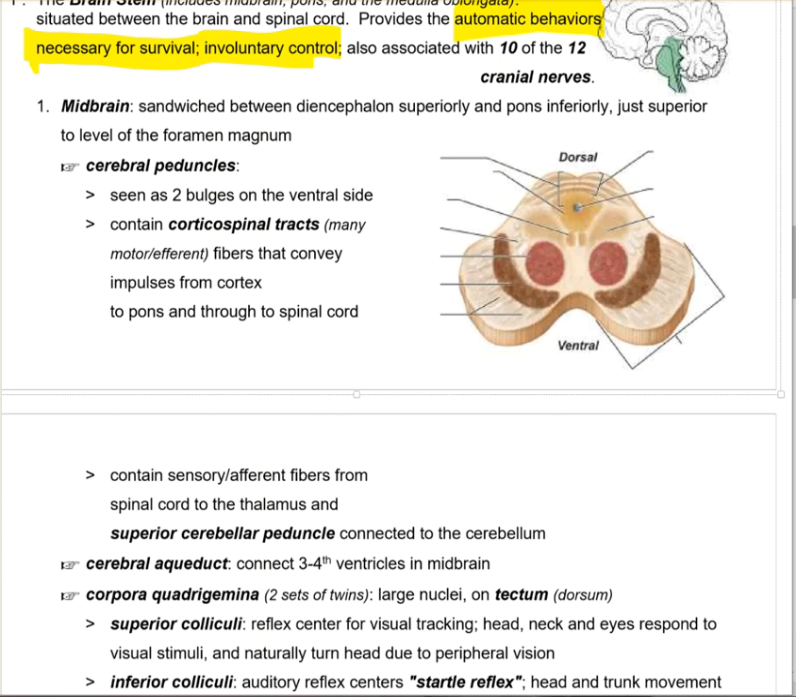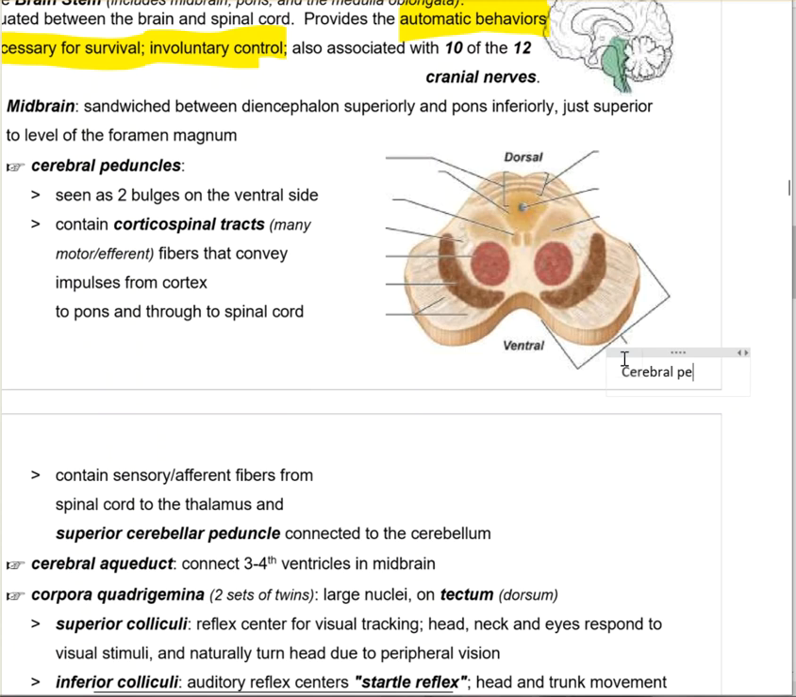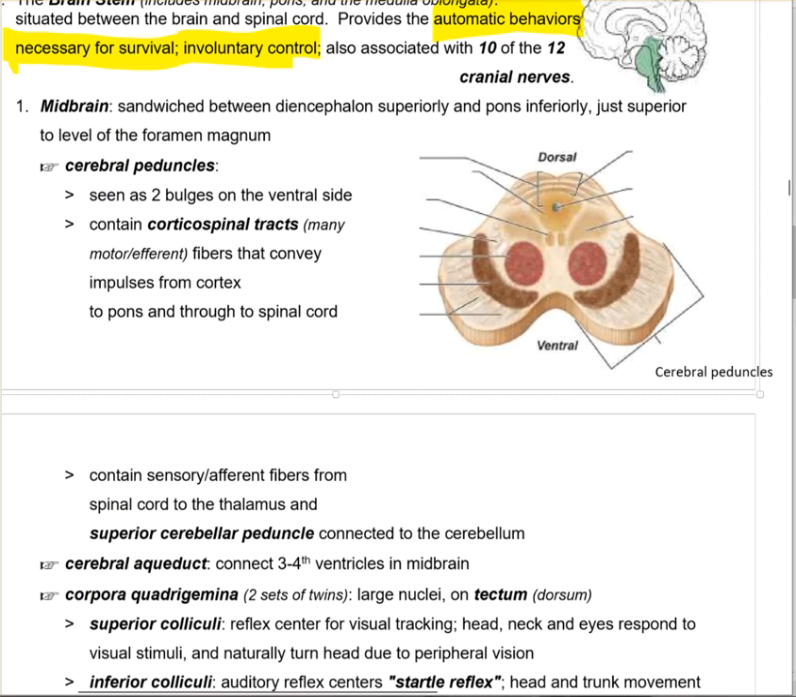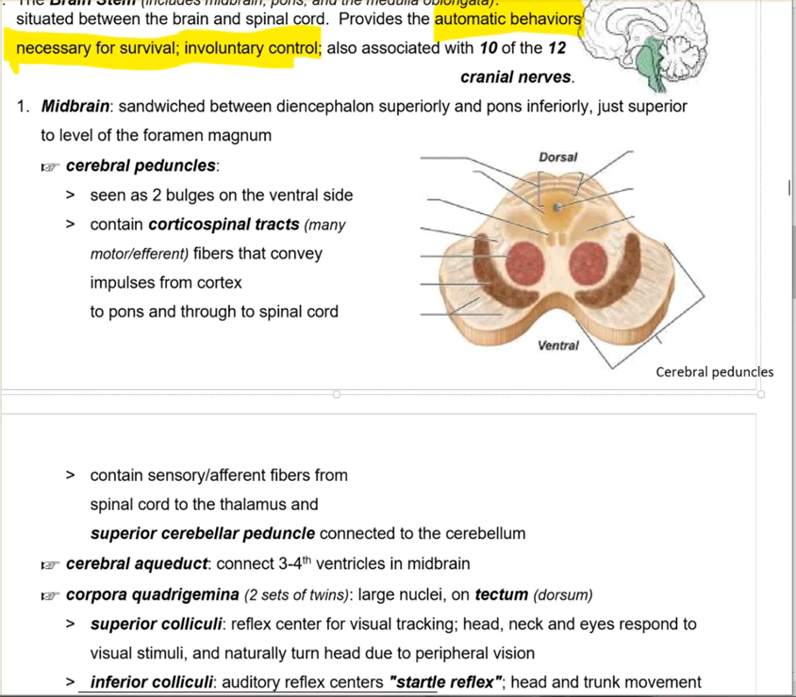There's a couple things I want you to note. One is these things called cerebral peduncles. The cerebral peduncles, which are right here, I get to go off the page there, but you can see that, are these bulges that you see on the ventral side. And these contain corticospinal tracts. Corticospinal tracts are motor efferent fibers that convey impulses from the cortex to the pons and through to the spinal cord. So they're motor fibers, they're going out.